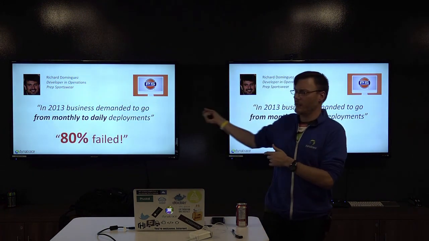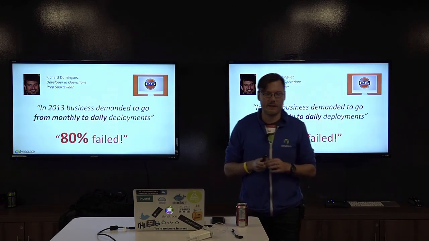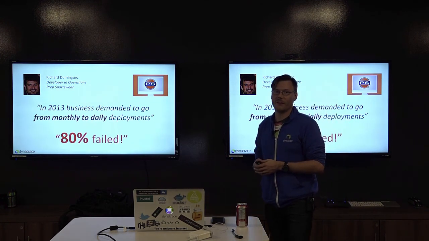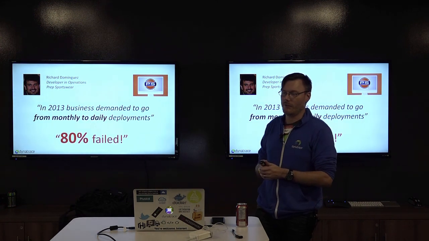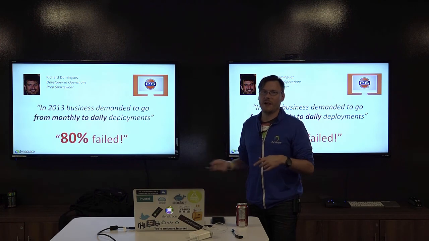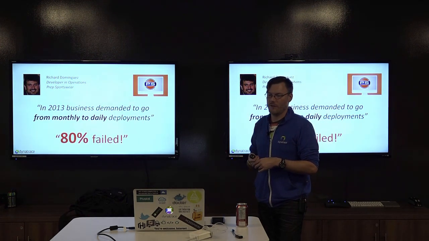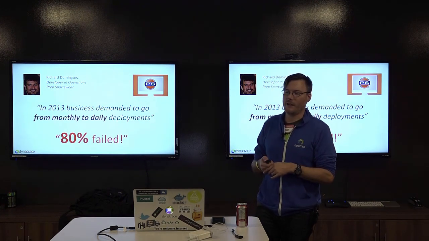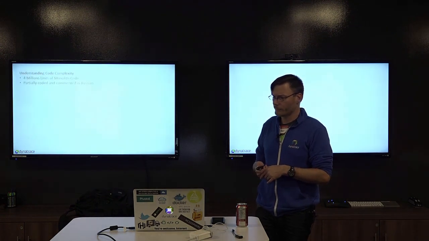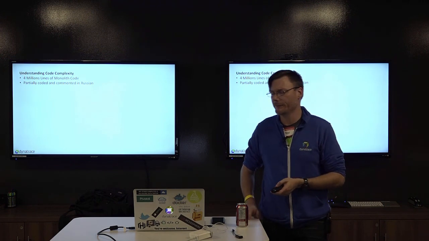So when this organization started to make that shift from monthly to daily deployments, they found that 80% of those deployments failed. So instead of having, say, 25 successful deployments, they ended up barely any better than they were before, since they were having so many failures. So they started to triage the process.